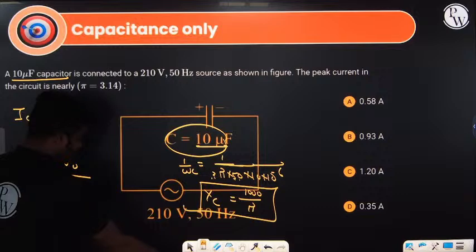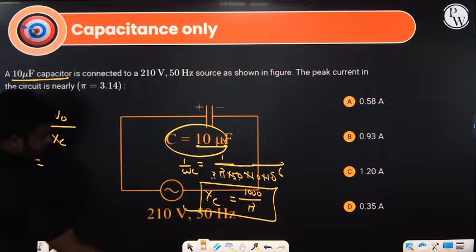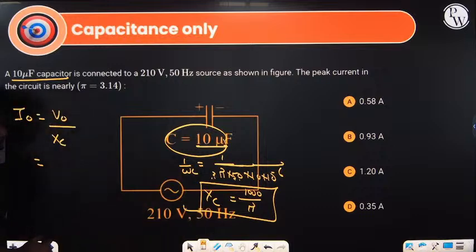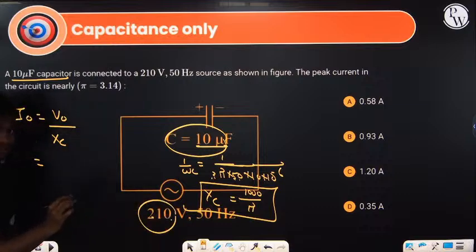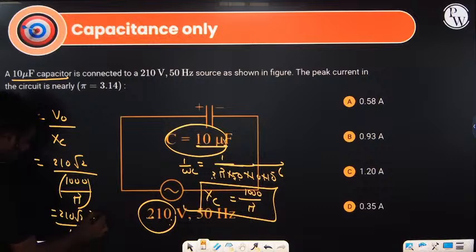So this particular term, I naught is V naught by Xc. Xc is 1000 by pi. So what is the V naught value? 210. This is RMS. If nothing is given in the question, remember this, it will be RMS. Nothing is given, so we have to take this as RMS. How can we convert it into peak? 210 into root 2 divided by Xc, that is 1000 by pi. So pi will go upside. So this will be 210 root 2 pi divided by 1000, and further calculation we have to do.